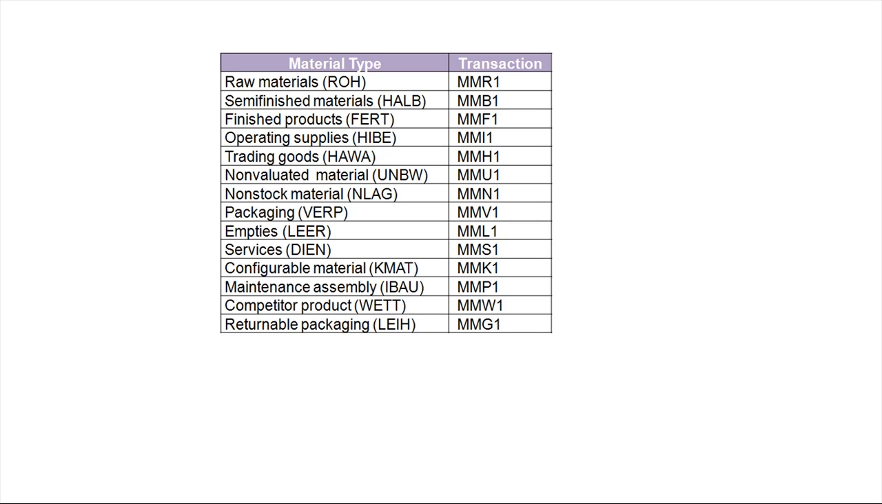Operating supplies, HIB, is configured using transaction MMI1. Trading goods, HAVA, is configured using transaction MMH1. Non-valuated material, UNBW, is configured using transaction MMU1. Non-stock material, NLAG, is configured using transaction MMN1.